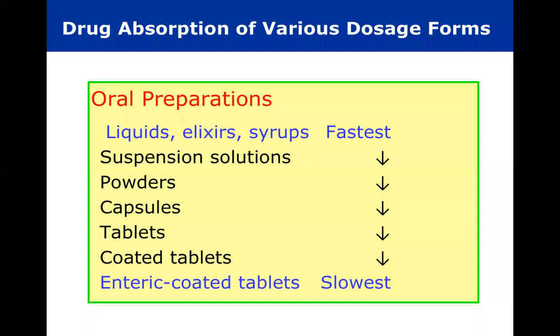If we talk in detail about, for example, the peroral route, there are several peroral forms of administration. There are liquids, elixir, syrup, which is fastest, and suspension, powders, capsules, tablets, coated tablets, enteric coated tablets. Starting from liquid, which has the fastest effect, while the enteric coated tablet has the slowest effect.